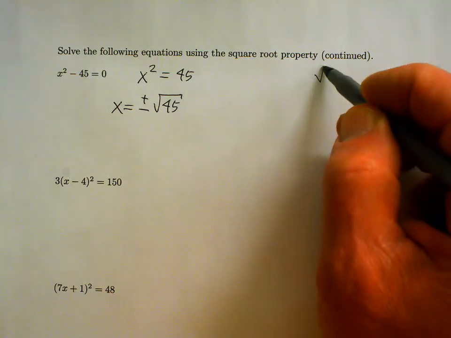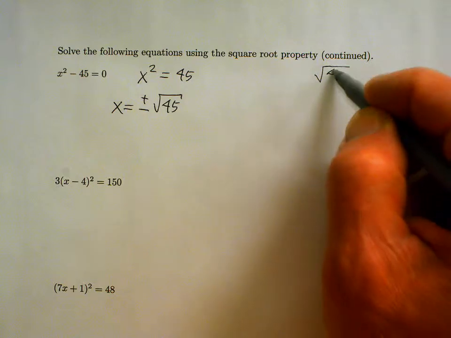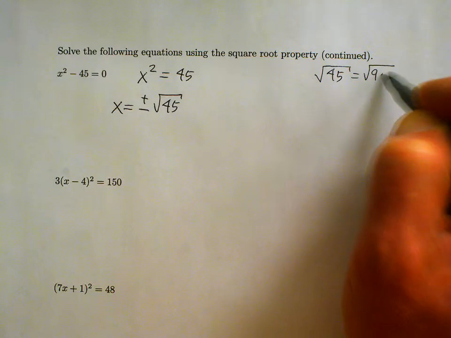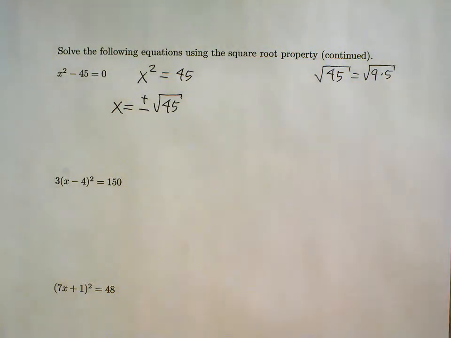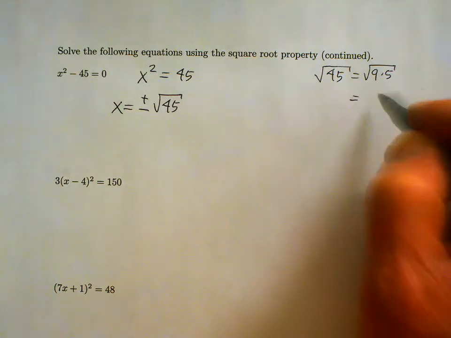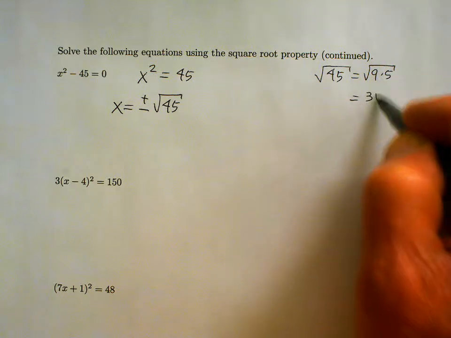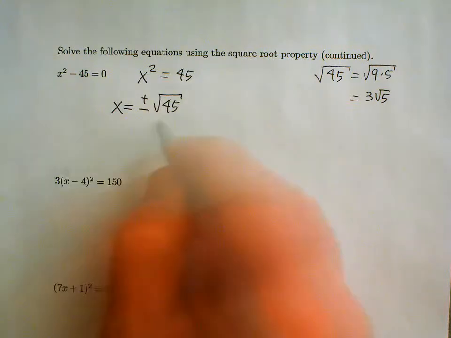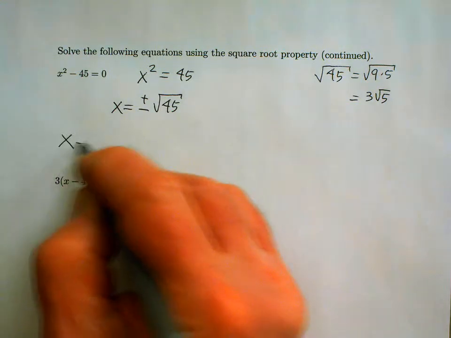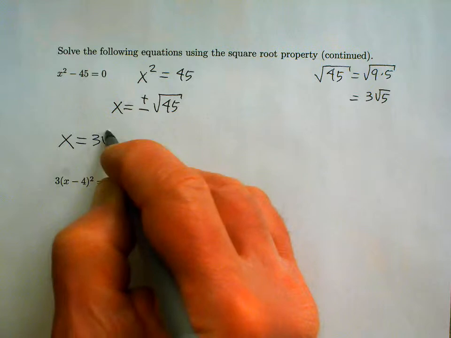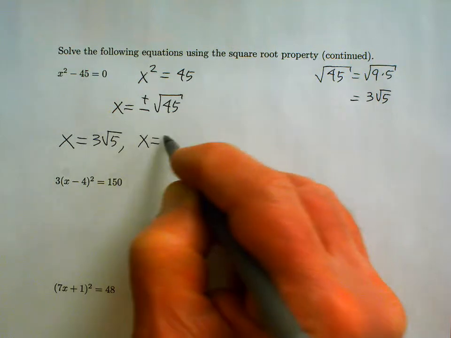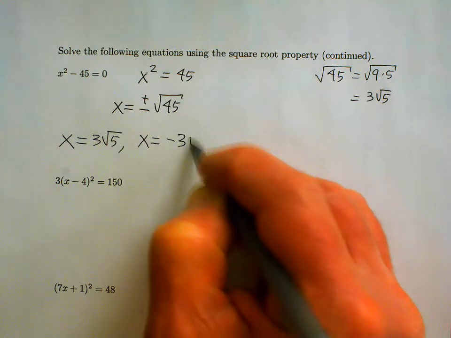So if we do this on the side, the square root of 45 is the square root of 9 times 5. And this simplifies to 3 times the square root of 5. Okay, if you list the solutions separately, one solution is x equals 3 times the square root of 5. The other solution is x equals negative 3 times the square root of 5.